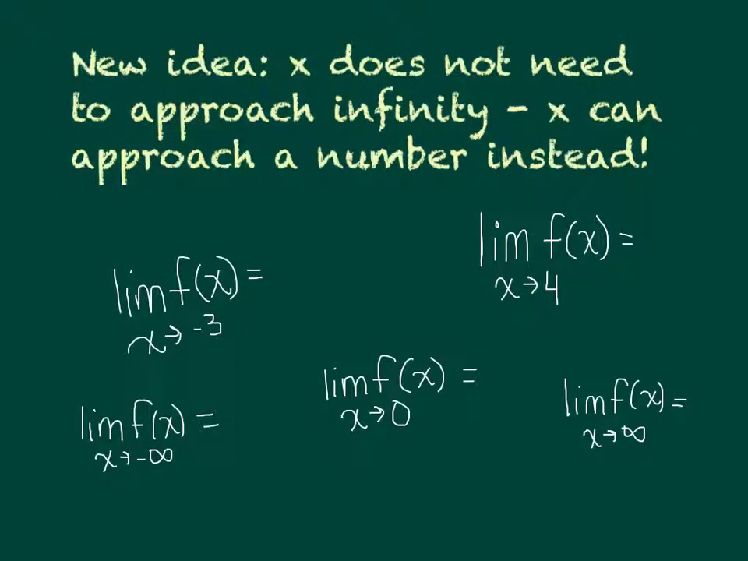So here's our new idea for this video. X does not need to approach infinity. We've only seen cases, such as down here on the left, when x approached negative infinity, or over here on the right as x approached positive infinity. But in fact, x can approach a number, and we can still find that intended height. So for example, we could look at a function as x approaches negative 3, as x approaches 4, as x approaches 0, really any value.